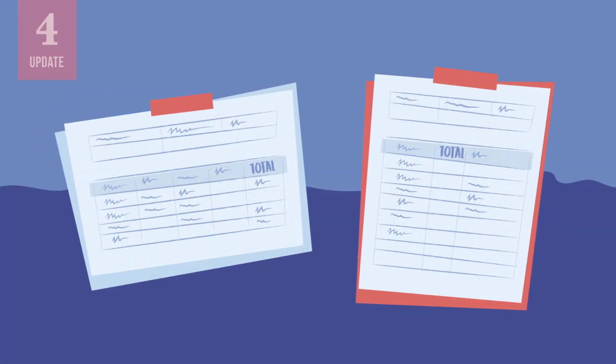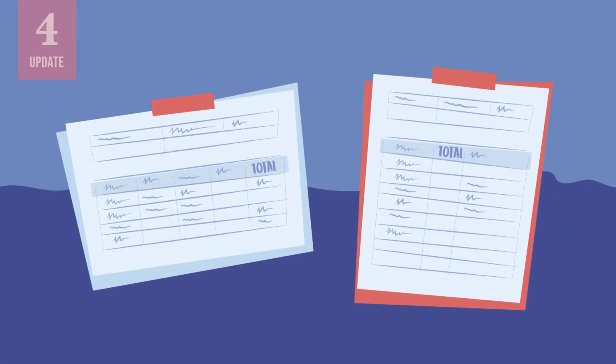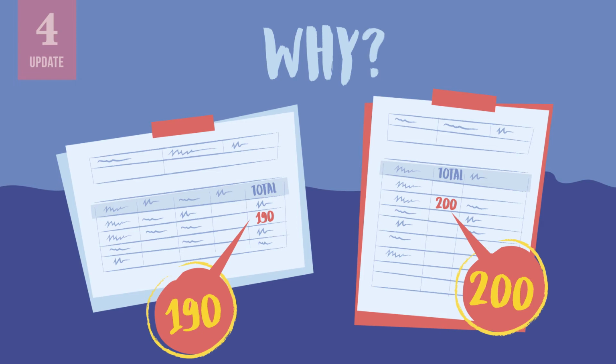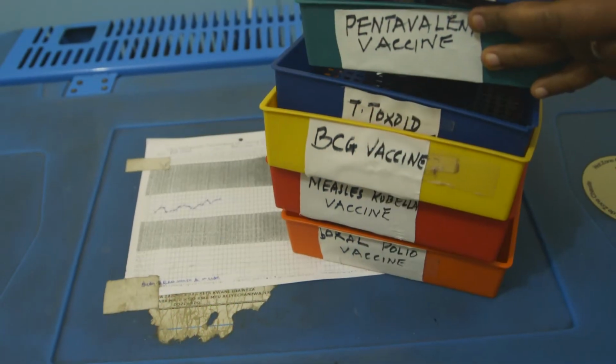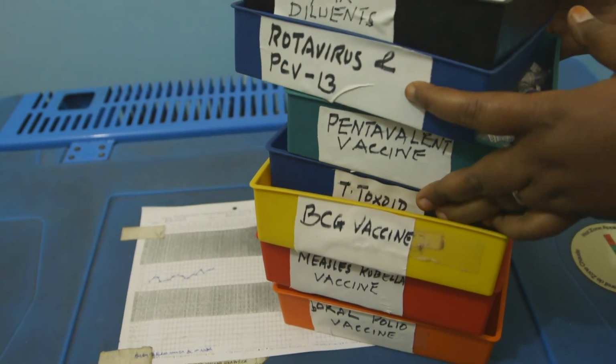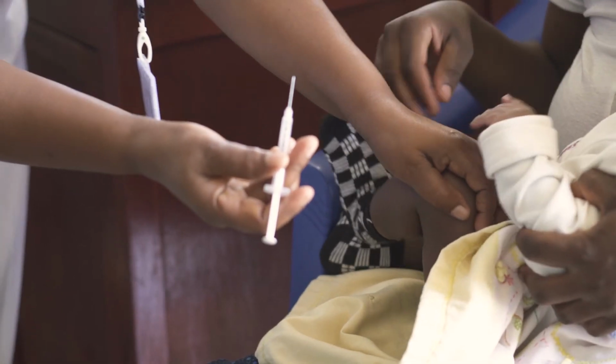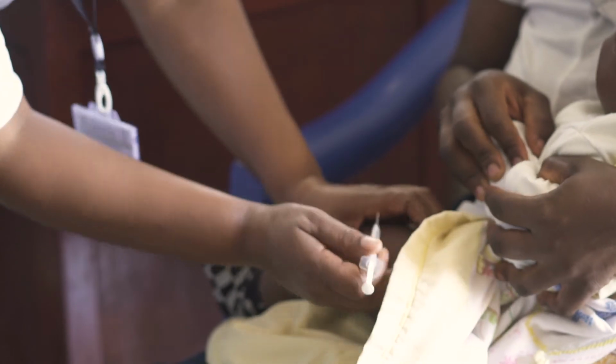Once you have finished, update your stock records to show the correct data. If there is a difference of greater than plus or minus 1 vial, investigate the reasons why. With more accurate counts, you will be better able to avoid stockouts and overstocking, and be more likely to order and have the vaccines you need when you need them.